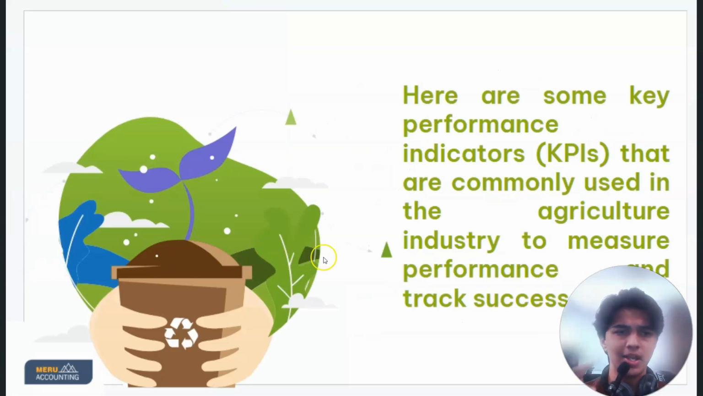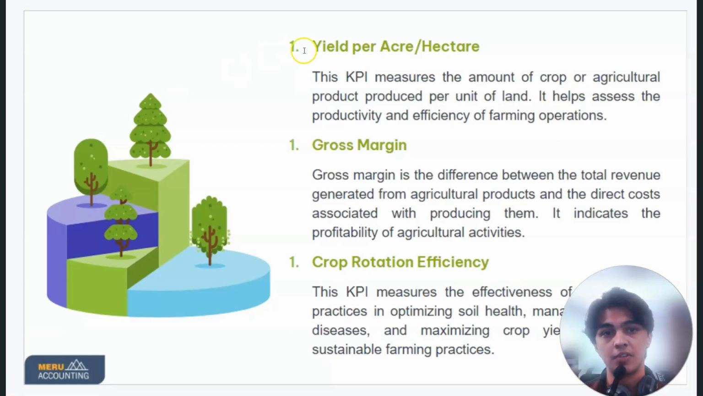Now, every industry has some key performance indicators that show the growth and track the success of that particular industry. So we'll talk about some of the key performance indicators that show the success and growth of the agriculture industry. The first indicator is yield per acre or hectare. This indicator measures the amount of crops that you are growing on a particular unit of land.